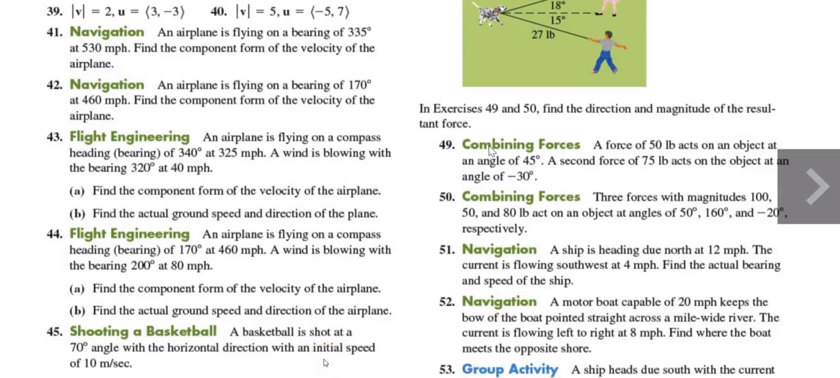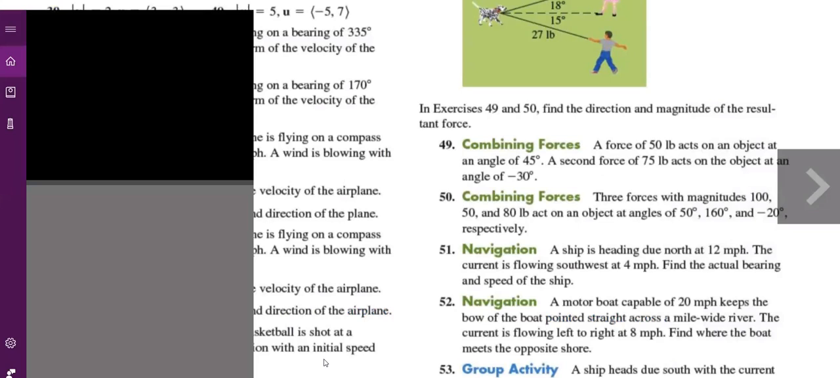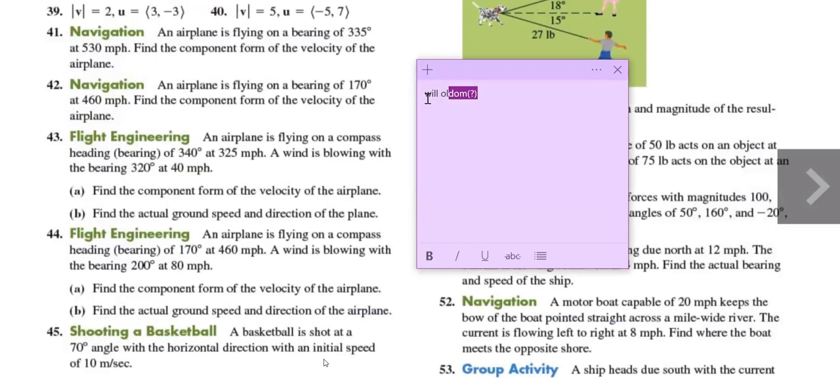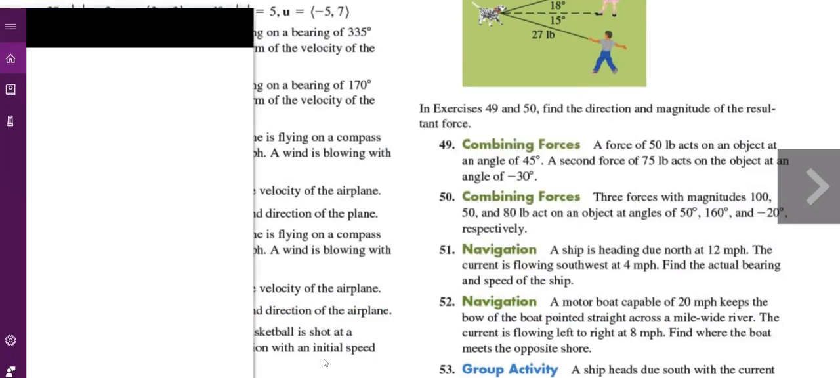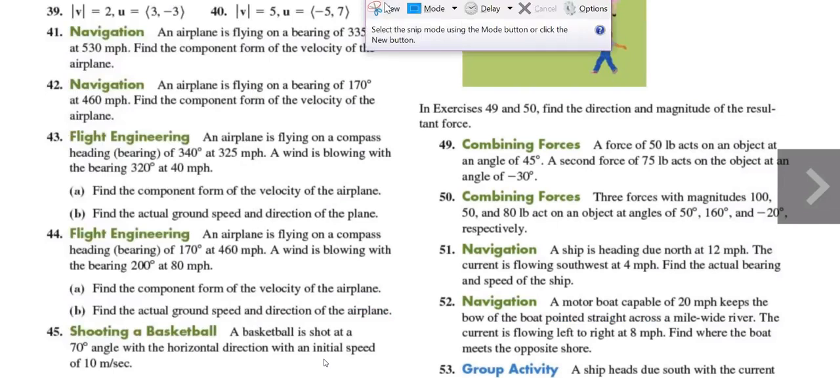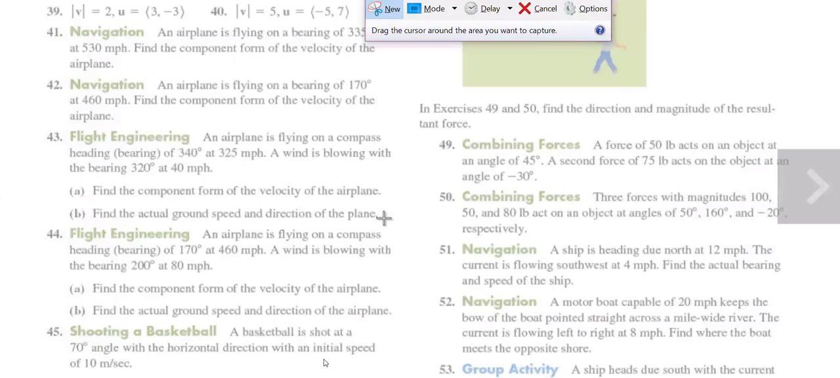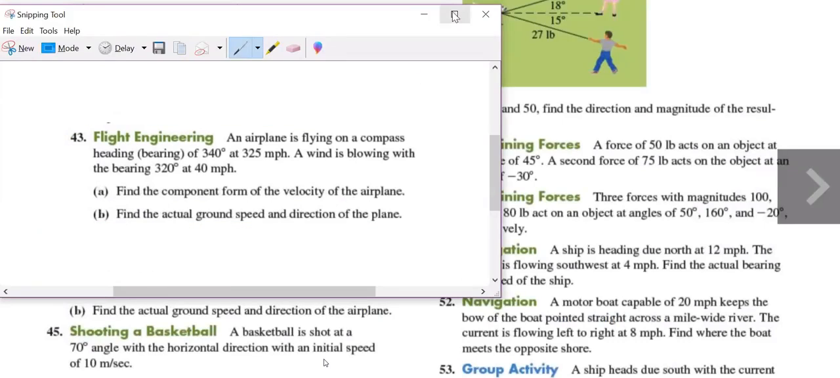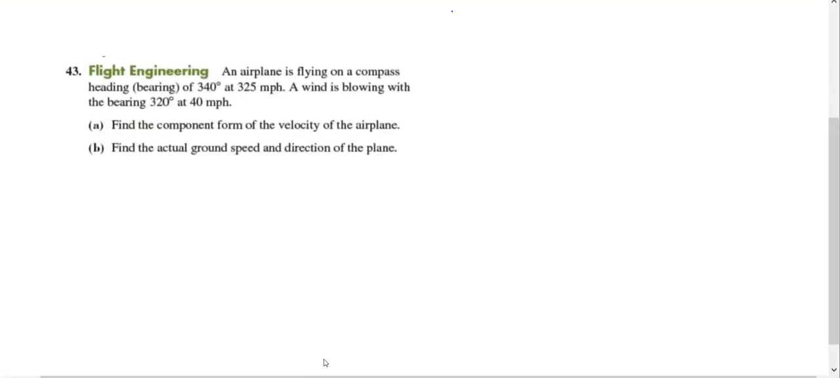An airplane is flying on a compass heading bearing of 340 degrees. Yeah, snip the problem. Why don't you snip number 43? Okay, that'll work. I was going to put a sticky note up, but I guess that'll work. Just snip it, and then maximize the screen. Awesome. Okay, now, come on. There we go.